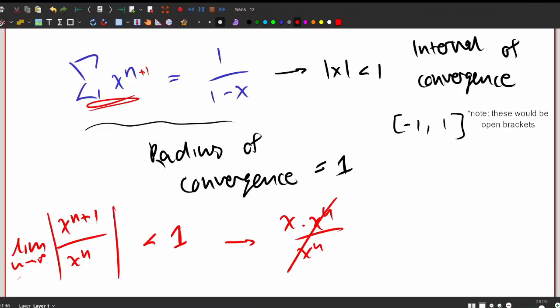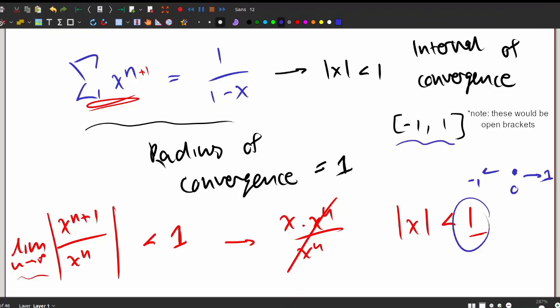Now, since there's no more n, we don't have to worry about the infinite limit. So this simply states that the absolute value of x has to be less than 1. And this 1 is our radius, because whatever our point of convergence is, here it's going to be 0, we have to be within 1 unit to stay convergent. So the radius of convergence is going to be 1, and the interval of convergence is found simply by finding the solution to this, which we know is negative 1 to 1.